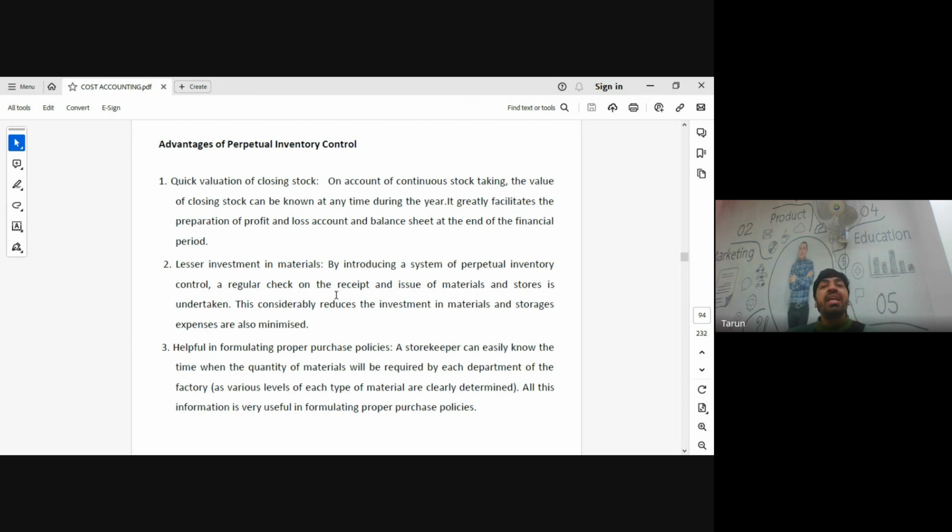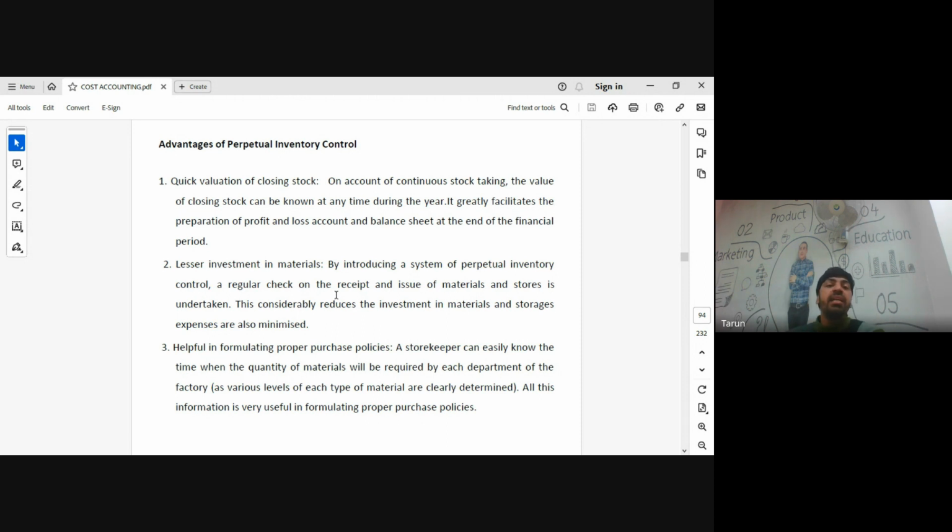It is always used when the organization prepares the profit and loss account and the balance sheet at the end of the financial period, because closing stock is an asset. So whatever closing stock has been left in this particular system will be easily evaluated.